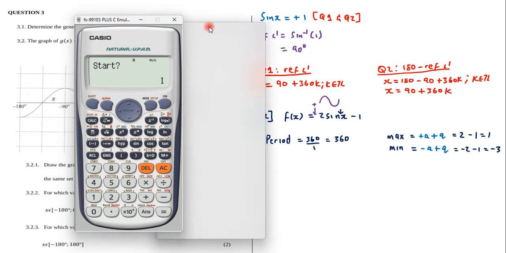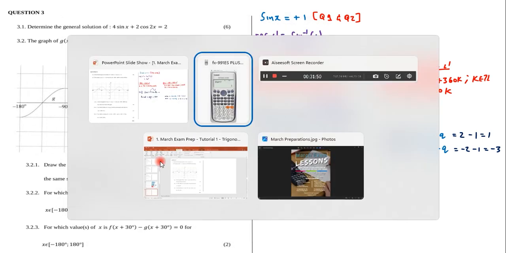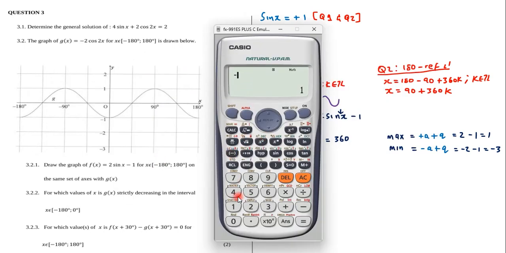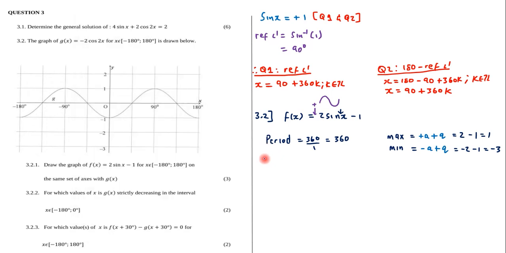So it's going to say start. The start is basically the interval that we're given. So the start here is going to be minus 180, and then the end here is going to be 180. Now there's this part where it says step. When we're dealing with trigonometry, steps are calculated based upon the period that we have. So how do we then calculate the steps?